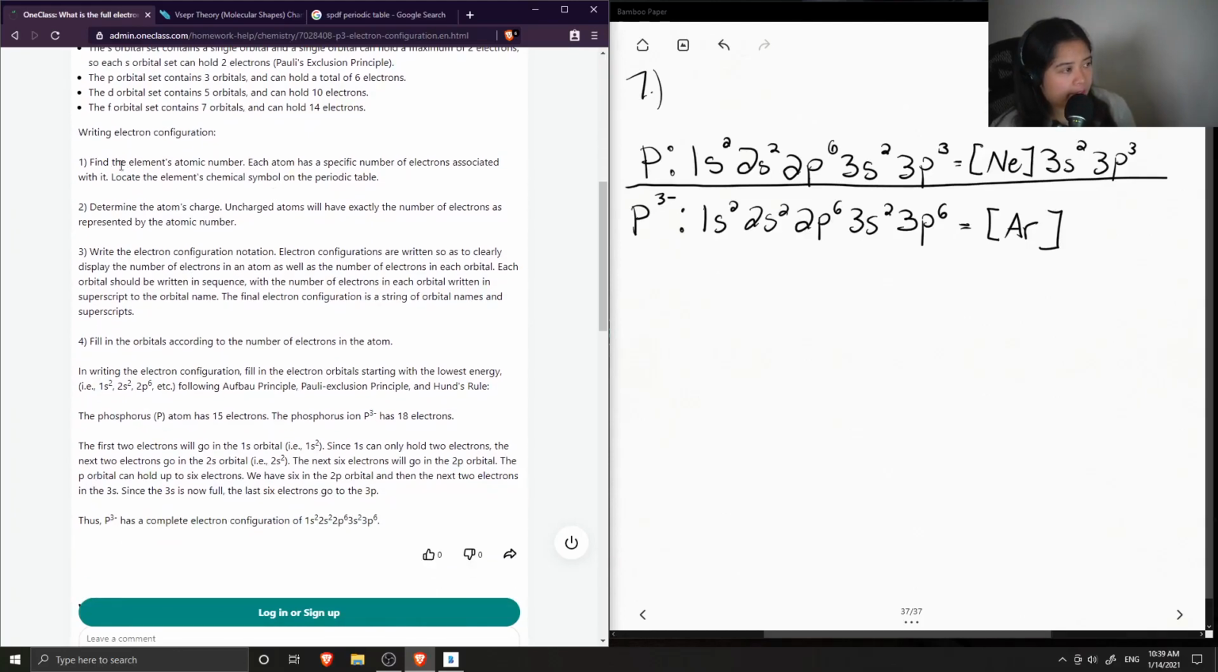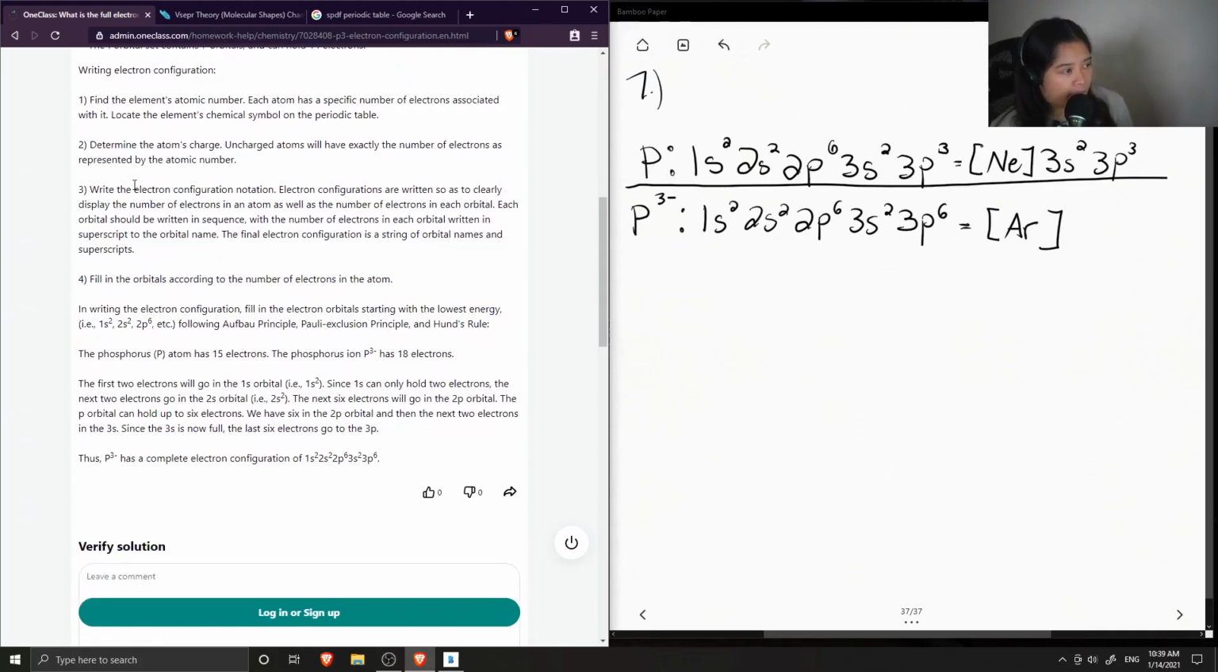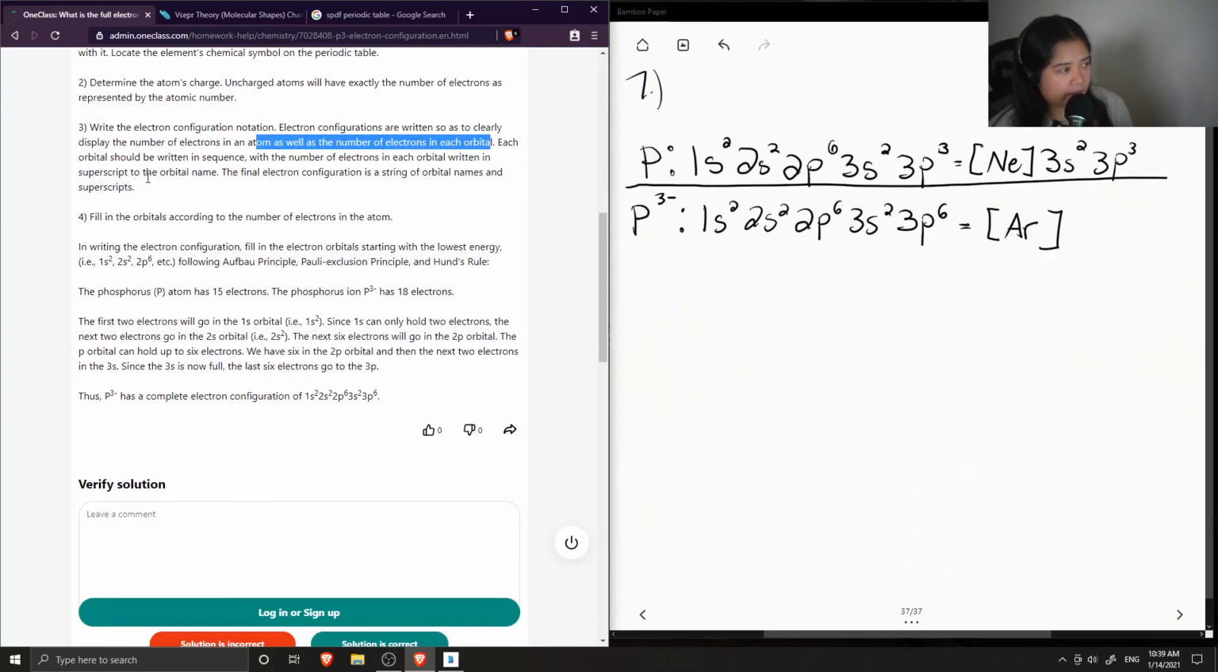When writing the configuration, find the element's atomic number, and each atom has a specific number of electrons associated with it. So if it's neutral, then we have the same number of electrons as we do protons. Find it on the periodic table, determine the atom's charge, and write the electron configuration notation. So they display the number of electrons in an atom as well as the number of electrons in each orbital, and they should be written in sequence, with the number of electrons in each orbital written in superscript to the orbital name.